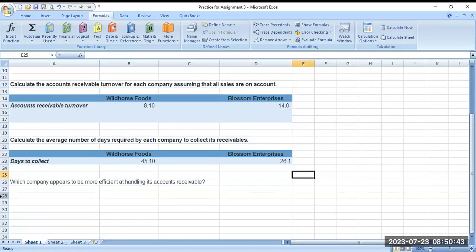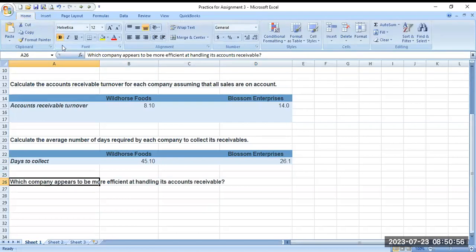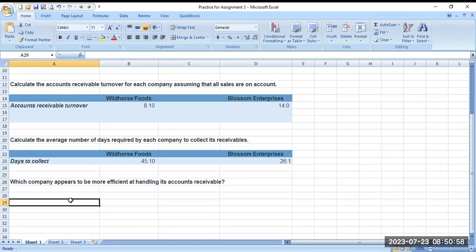Now the last question is, which company appears to be more efficient in handling the accounts receivables? Now, what will your answer be? What do you prefer? To have accounts receivables sitting in your clients' hands taking you 45 days to collect, or taking you 26 days? Blossom Enterprise. Obviously, right?